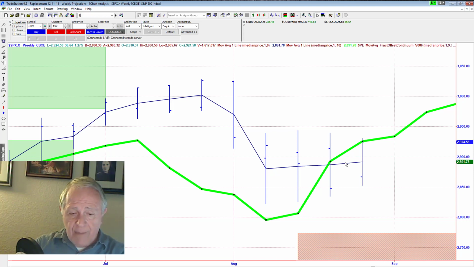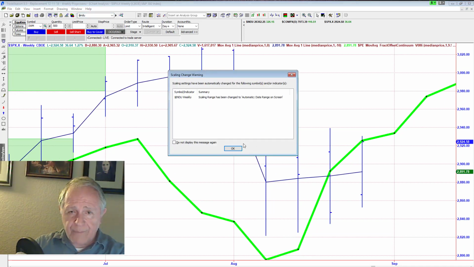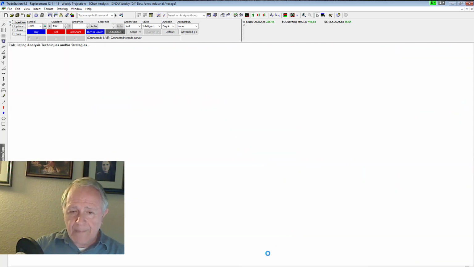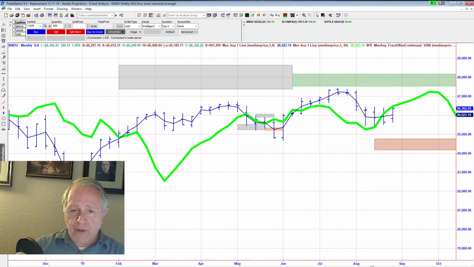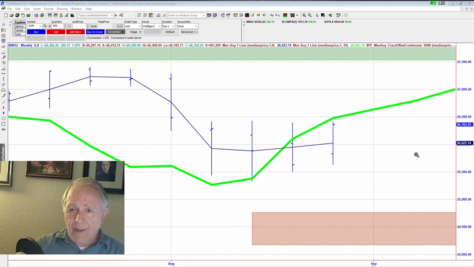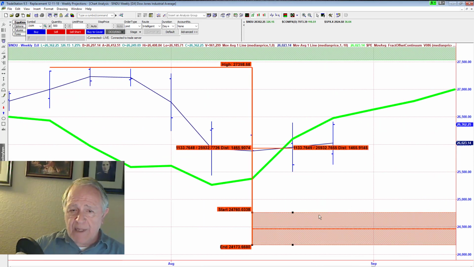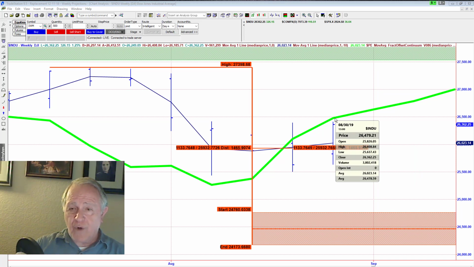Let's quickly show you what the same offset line looks like on the DJIA. The DJIA shows basically the same configuration. So the downside projection has been given, 24,173.67 to 24,760.03. This is the line you have to get above. The median has to get above in order to invalidate the projection. The line right now on the Dow is right around 26,479.